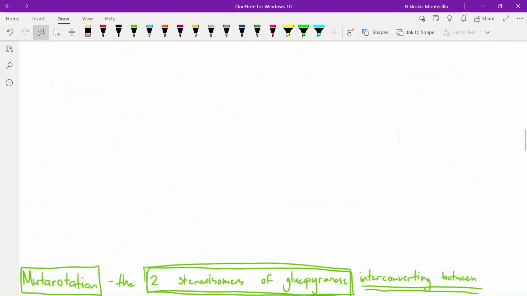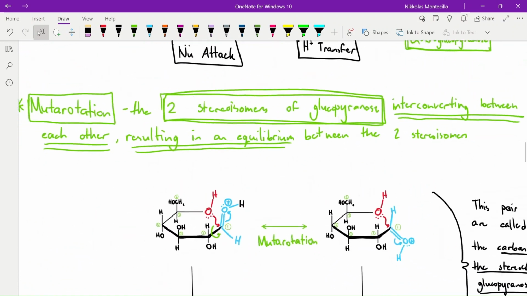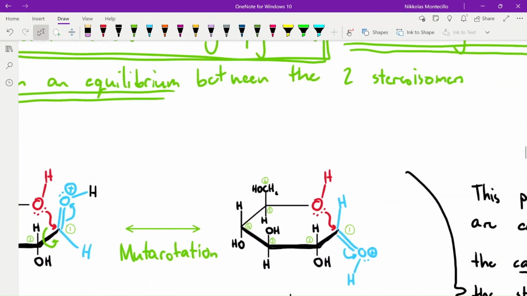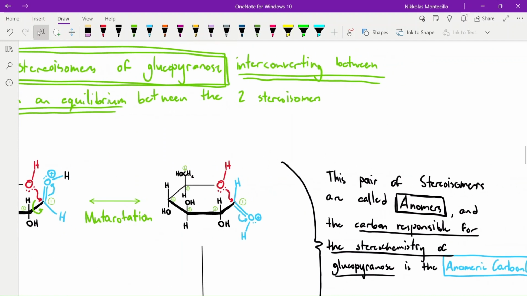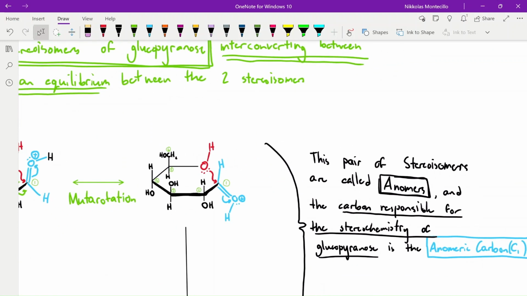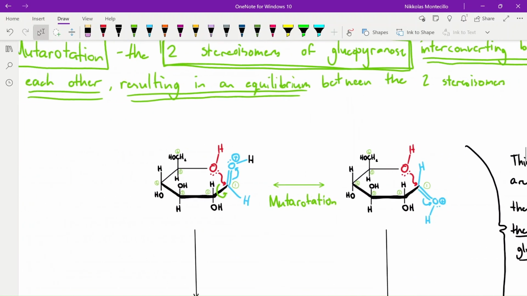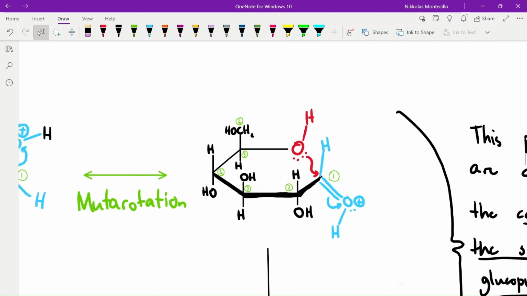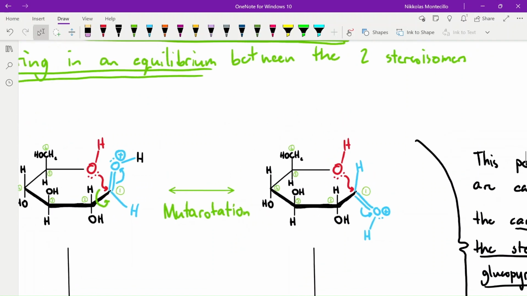Now, we can see that these two isomers are considered to be a pair, and they are called anomers. Okay, and the carbon responsible for the stereochemistry of glucopyranose is called the anomeric carbon, or in the case of pyranose rings derived from aldohexoses, it's carbon 1.